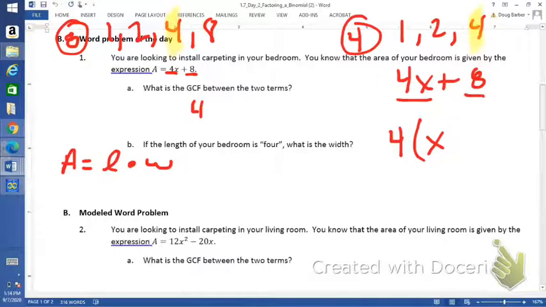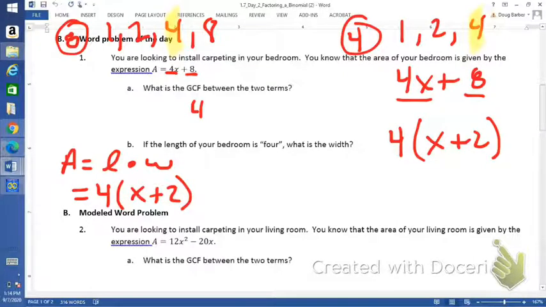4 times what gives us 8? Well, 4 times a positive 2 would give us 8. So here is the factorization, and it's written as a product of factors, so 4 times x plus 2. Now, if your length, so here's your length, so your length is 4, what's your width? Well, your width is going to be x plus 2.